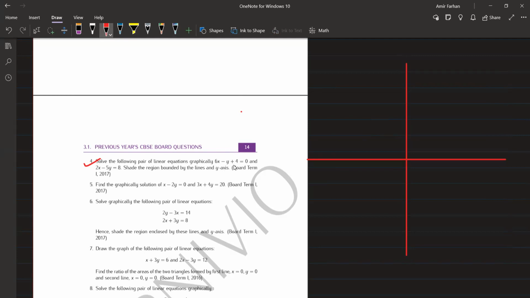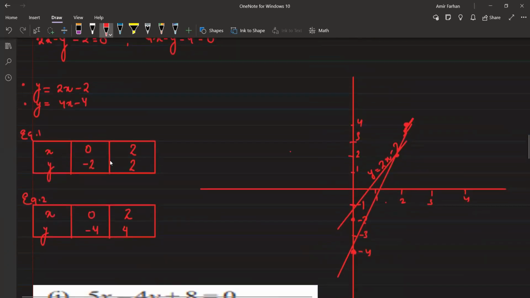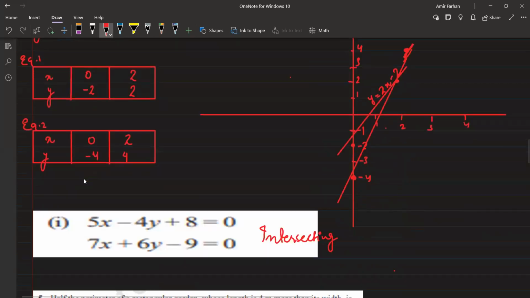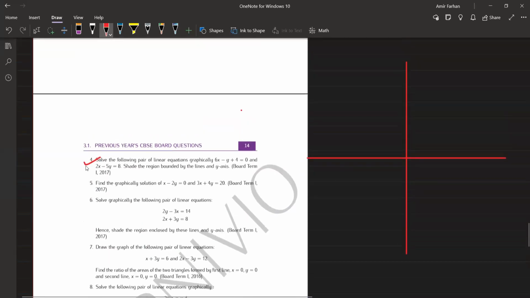Find out the solution. So the intersecting line, yes, sir. In the previous class, I told you how to find the solution: find the minimum 2 solutions, and after that we will do it in the graph. It will intersect at a point. Very good. You just have to shade the portion under the lines after intersecting, which is common to both the lines. Giving you 3 minutes, it's an easy question.